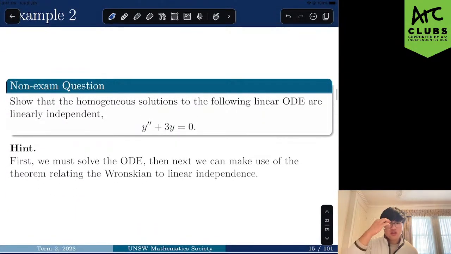I'll put these theorems to use. So the first one is, show that the homogeneous solutions to the following linear ODE are linearly independent. So this one here. I guess we first need to solve this to find what the homogeneous solutions are, and then we can use the Wronskian to show that they're linearly independent. We definitely don't need to use the Wronskian. There are other ways to show that it's linearly independent. However, for the sake of practice, we're just going to use the Wronskian here.